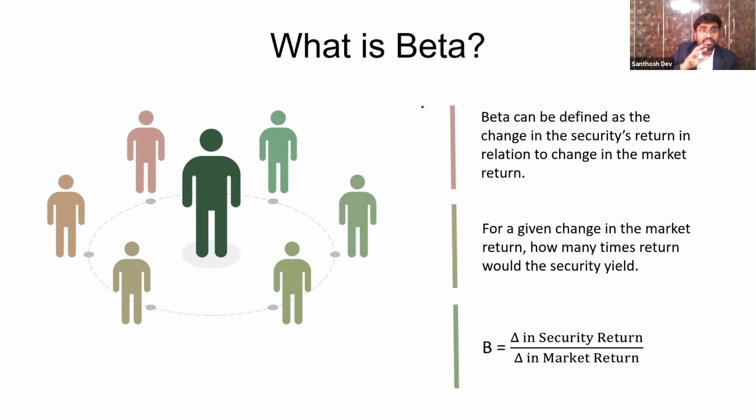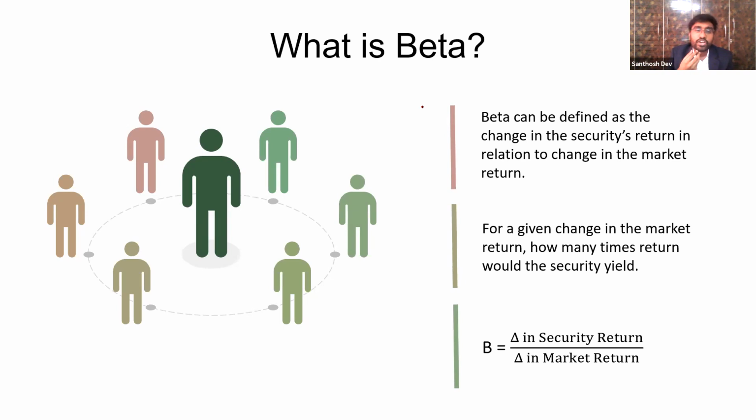Let us understand gold. In the example of gold, if the market goes up, it probably goes down, and if the market goes down, it goes up. So there is a negative correlation, but nevertheless, there is a correlation. That correlation is what beta is going to give you: for a given change in the market return, how much is the change in the security yield?